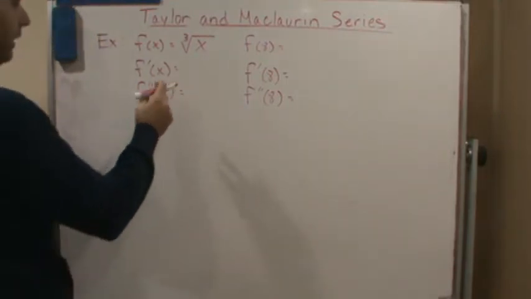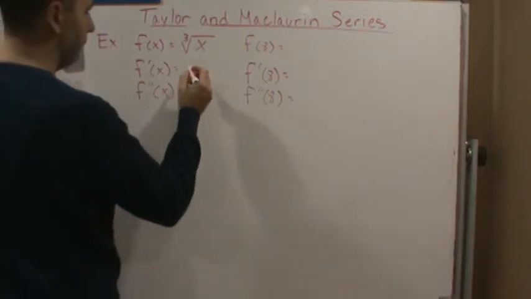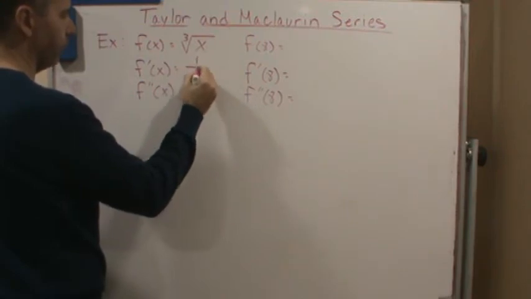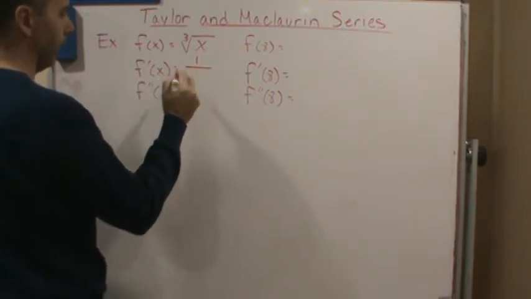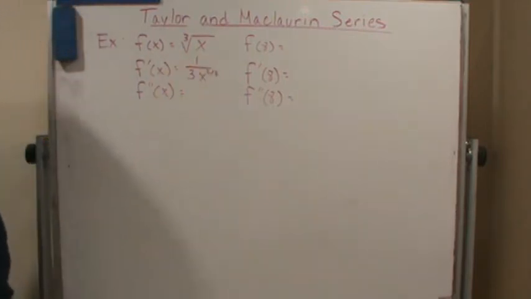So first thing is we want to find the derivatives. Using the cube root of x, in other words, you can change this to powers. You can write this as x to the 1/3 power, and then just use the power rule. So here, if we take the first derivative, this is going to end up being 1 over 3x to the 2/3.